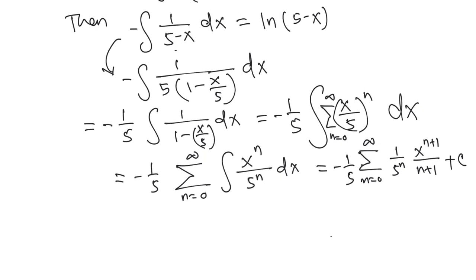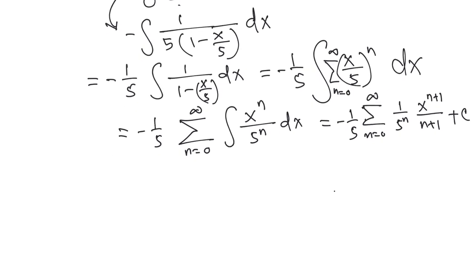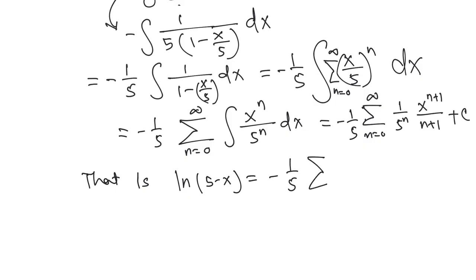So the right-hand side is ln(5 − x). That's what our function is. Okay, so that is ln(5 − x) equals negative 1/5 times the sum from n equals 0 through infinity of (1/5)^n times x^(n+1)/(n+1) plus c.